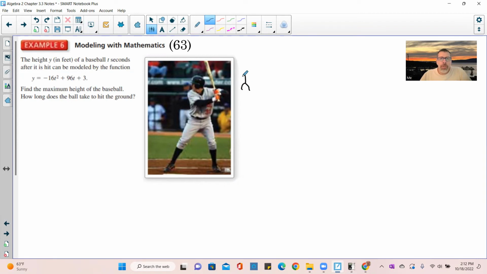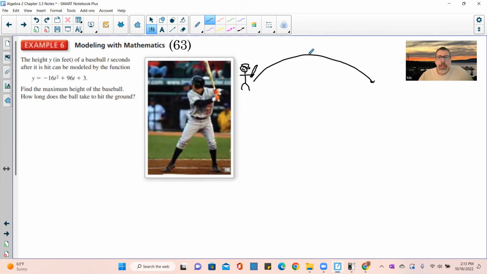So we've got this dude at bat right here. Didn't know I was an artist, did you? So here he is, has ball cap on, and he's got his bat. And this +3 means that the ball was at 3 feet when he hit it. The ball comes off the bat and it goes up a certain amount and it comes down and it lands on the ground.